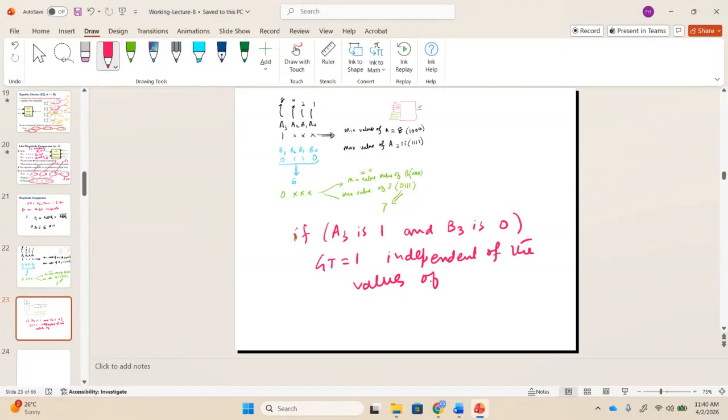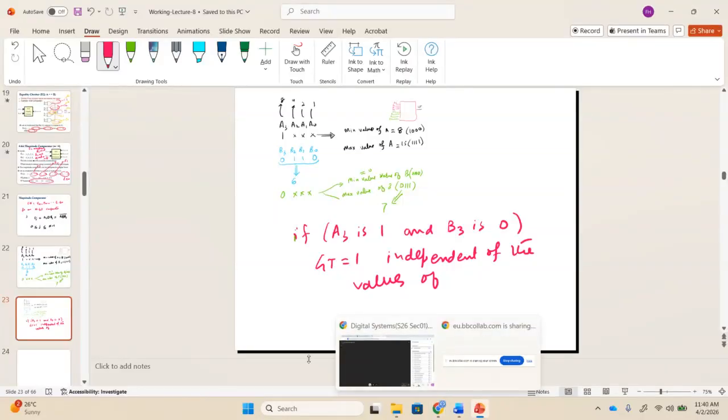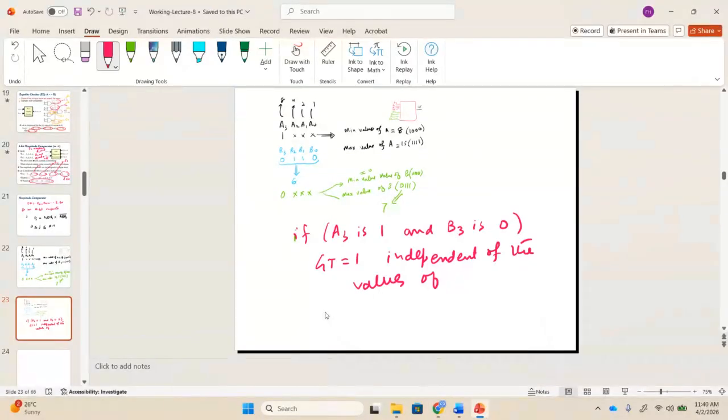I'm not getting your answer. If you do not understand the question, independent of values of what? If A3 is 1 and B3 is 0, then GT will be 1, the greater will be 1. So it means that A is greater than B independent of the values of A2, A1, A0 and B3, B2, B1 and B0. It doesn't matter, they are don't care. Any question?